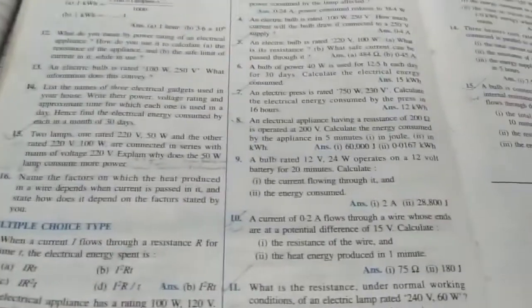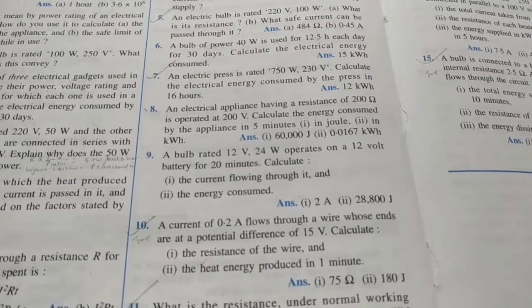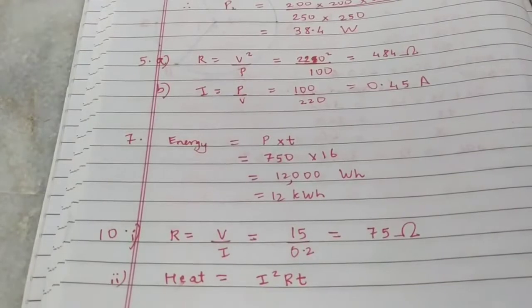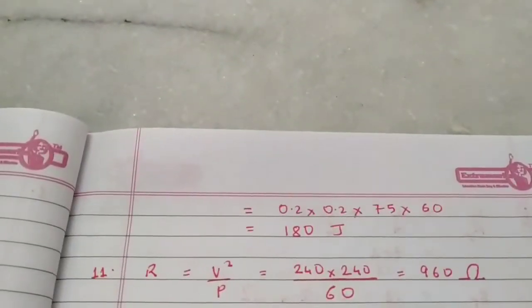Next, the 10th sum is IMP. So mark it. The current is given and the potential difference is given. We have to find the resistance and the heat energy produced. The resistance is V upon I, so that gives us 75 ohm. And the heat energy, or simply energy, is I square RT. That's the formula we should use because we know I, we know R, and we know T. You could have used other formulae also. Try it out. The more you try out different formulae, the more used to you will get to those. So the answer we get here is 180 joule.